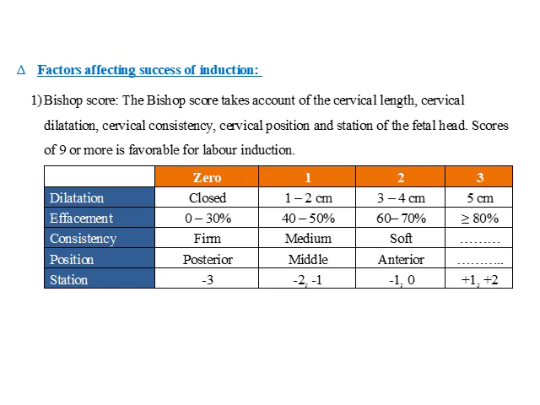Consistency is either firm, medium, or soft. Position of the cervix: posterior, middle, anterior. Station: -3 takes 0. -2 to -1 takes 1. -1 to 0 takes 2. +1 and +2 take 3.